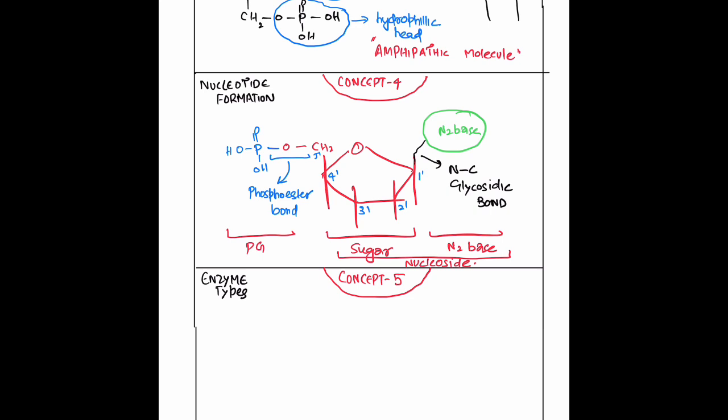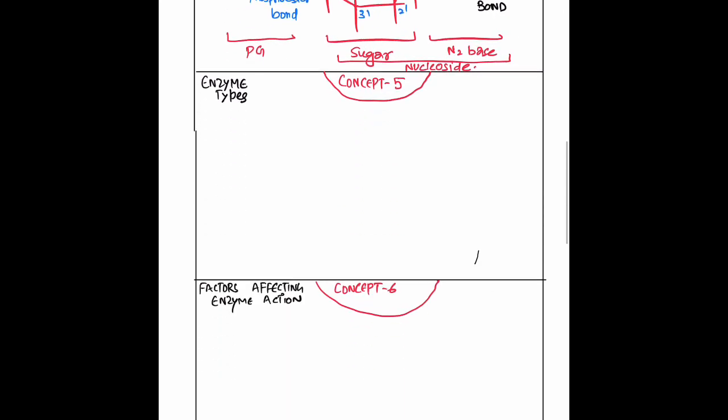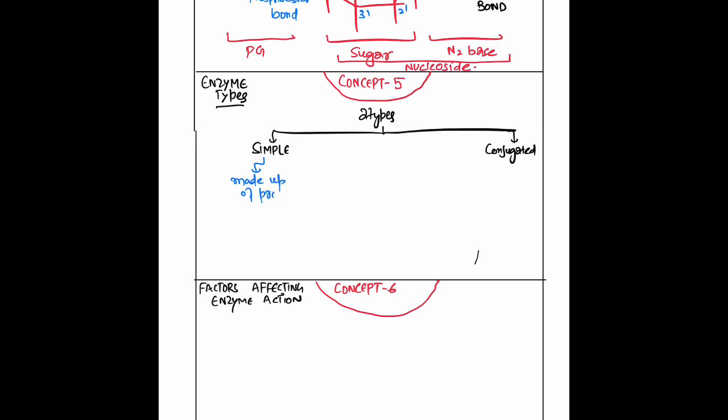Okay. The next concept is related to enzymes. So, enzyme types. We have 2 types of enzymes. One is called simple enzymes, and the others are called conjugated enzymes. One must always remember this thing. Simple enzymes are just made up of protein. They are made up of protein only.